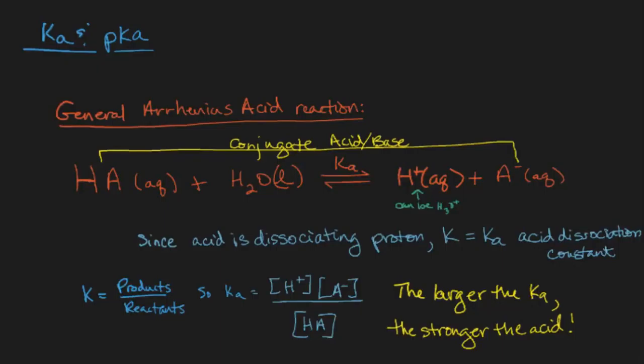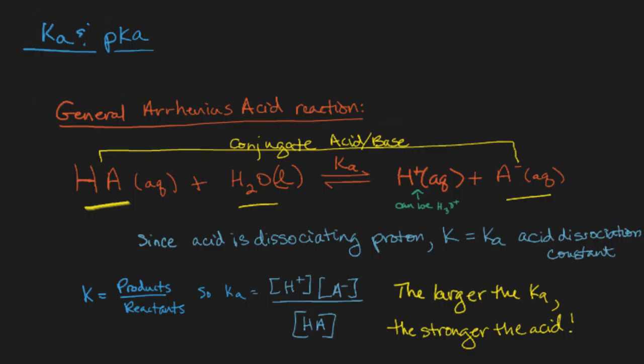Today we're going to be discussing the concept of Ka and pKas and Kbs and pKbs. So if we were to look at the general Arrhenius acid reaction, we have the acid plus water gives us H plus proton, or the hydronium ion H3O plus, it's interchangeable, plus the conjugate base of this acid.